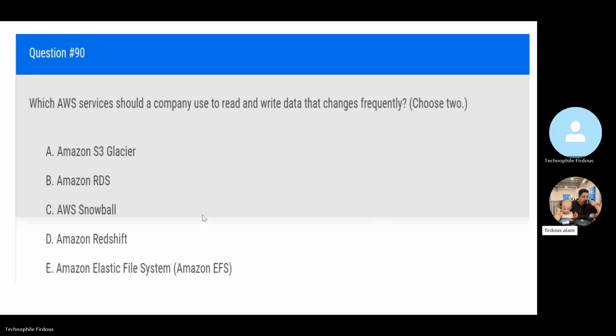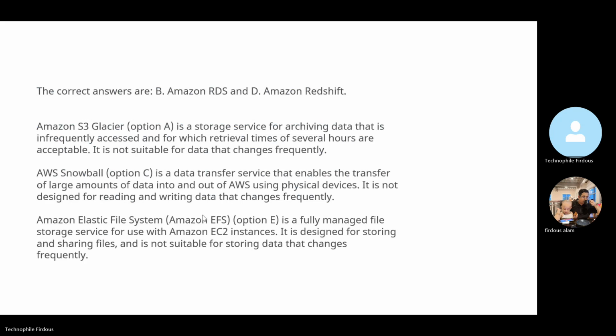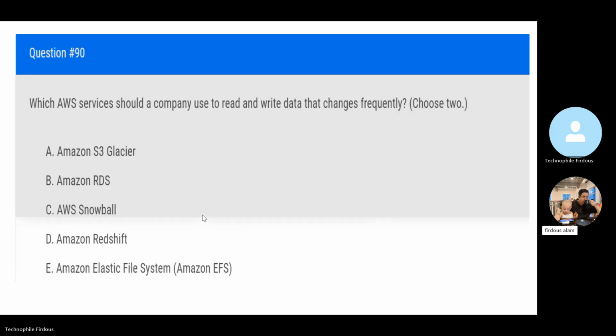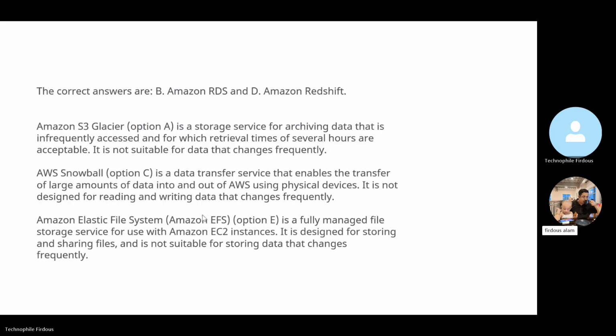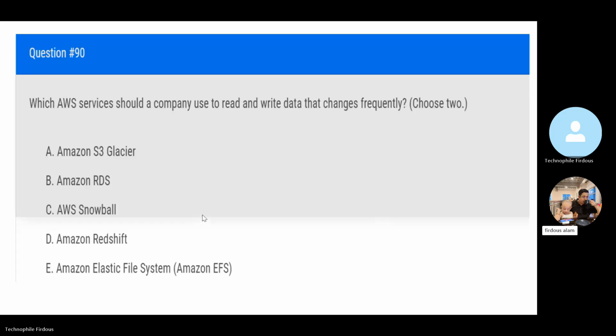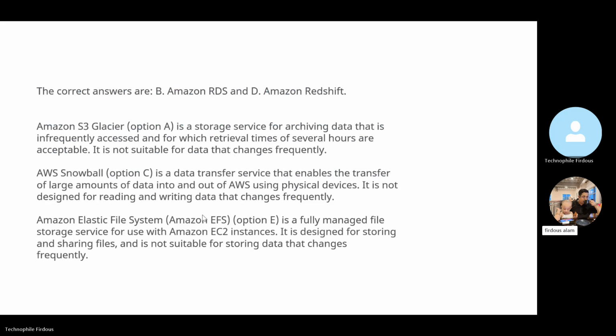Okay, so it's talking about reading and writing the data frequently, right? So the correct answer should be D and E. So let's see whether it's A, B, or D, E. I think it's D, E. The correct answer is B and D, Amazon RDS and Amazon Redshift. So these two are to read and write the data frequently. Okay. Why not the other answers? I have given the explanation. You can read it. So the correct answer is B and D out of these options when you want to read and write the data frequently. Okay. Why are the others wrong? I have given the explanation.